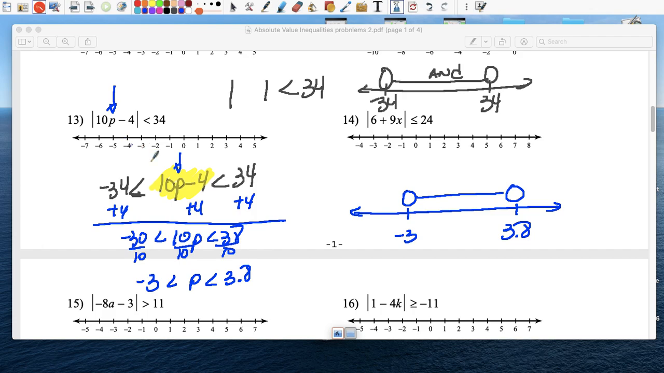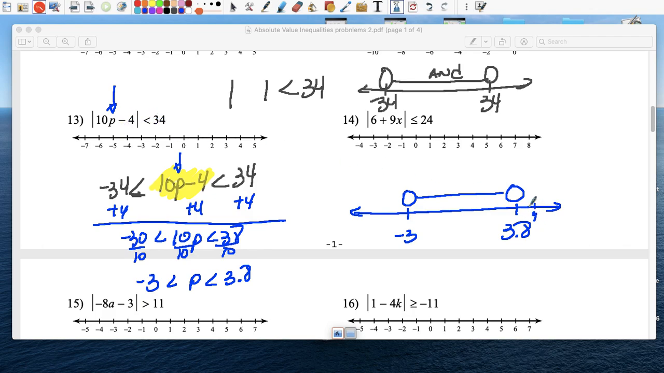Let me pick 0. 10 times 0 is 0, minus 4. Is the absolute value of -4 less than 34? It is. Let me pick 4 here. 10 times 4 is 40. 40 minus 4 is 36. Absolute value of 36 is not less than 34.